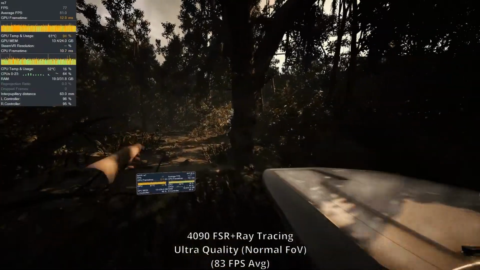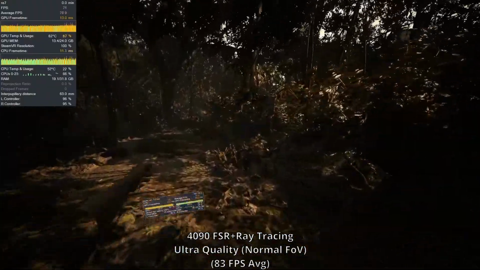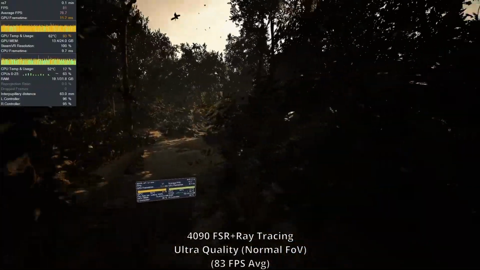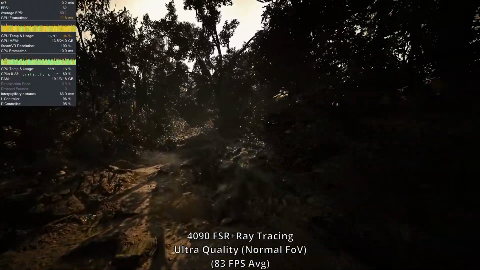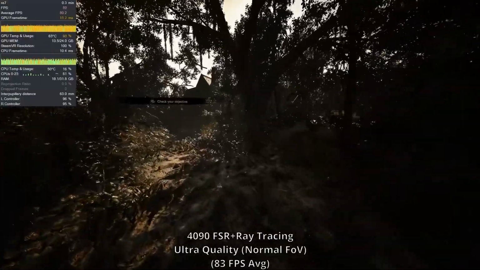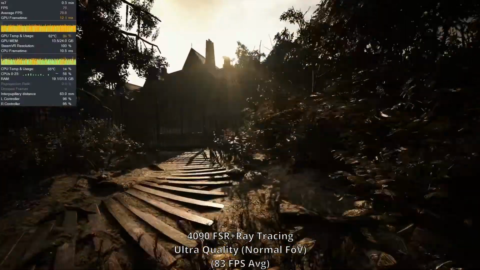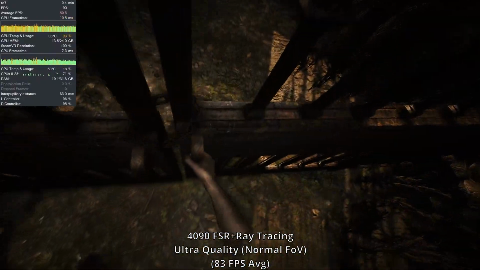Holy hell. I'm in disbelief right now. With all max settings, including the ray tracing, I'm still getting around 75 to 80 FPS here. I had to keep checking my frames because I could not believe what I was seeing, honestly. This is a 100% playable experience in such a demanding title with ray tracing in VR.